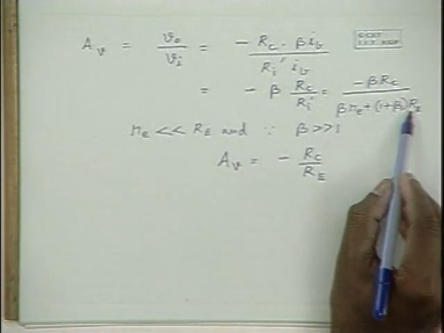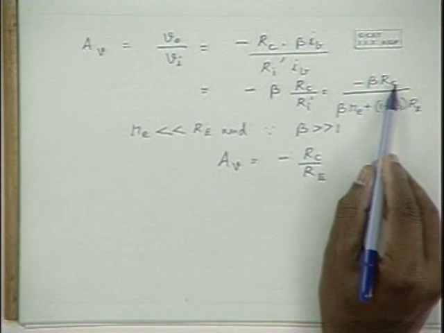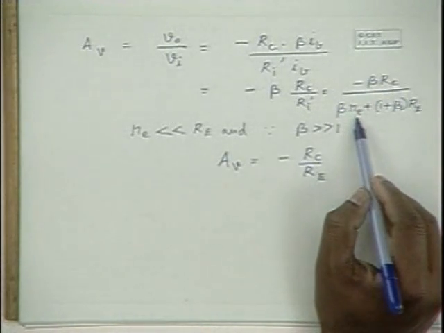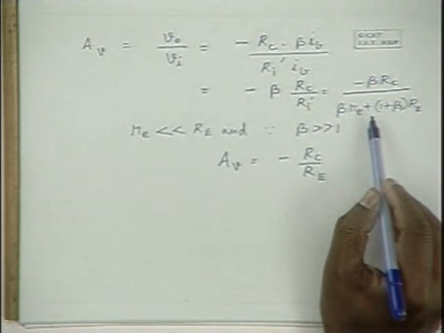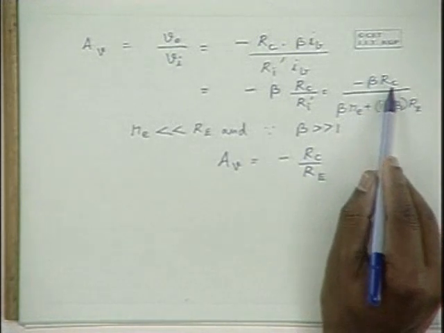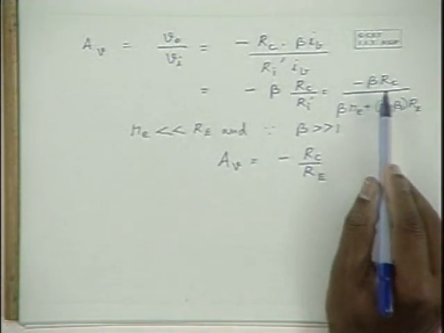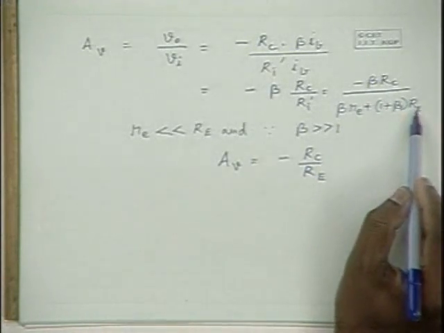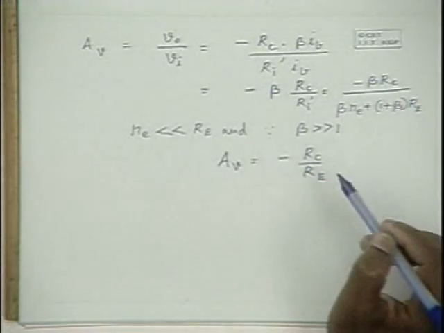If RE is 0, the gain is minus RC by small re. Small re is of the order of a few tens of ohms, and RC is usually of the order of kilo ohms. Therefore, it gives you a very good gain. But because of this term RE, capital RE, the voltage gain is now reduced.